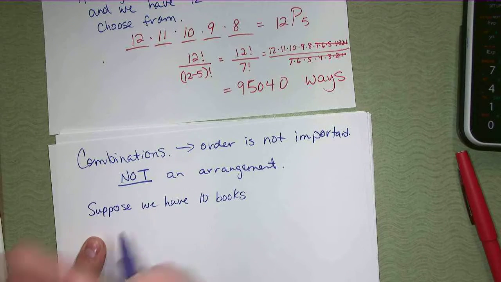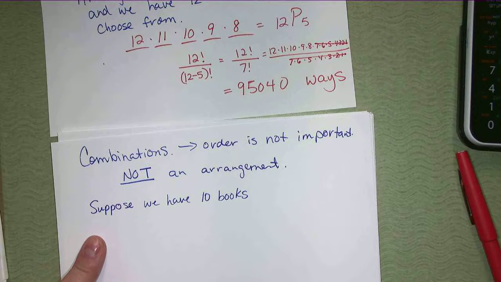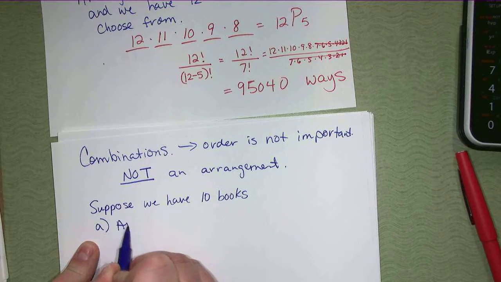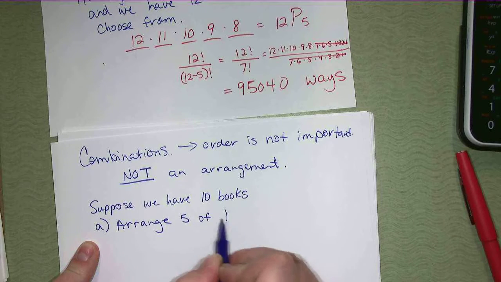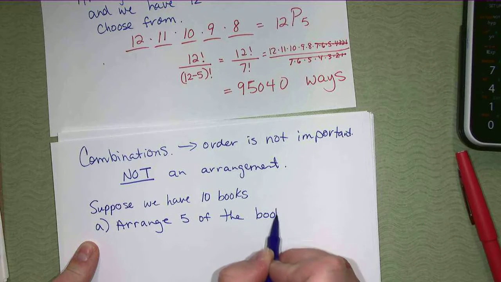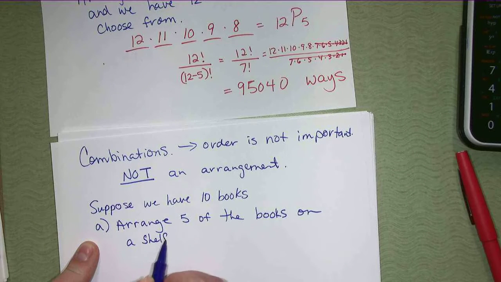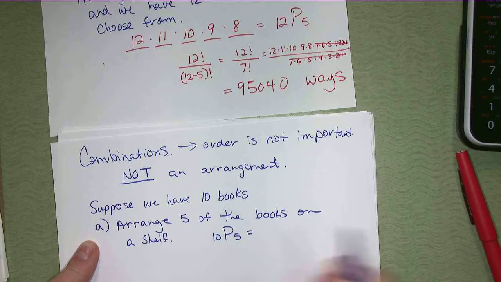So I can make 2 types of questions out of this. I can make a combination, and I can make a permutation. Okay, so arrange 5 on a shelf. Is a permutation. So that would be 10P5, or you could put the lines and do it that way.